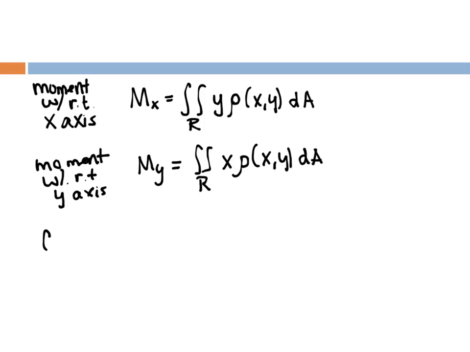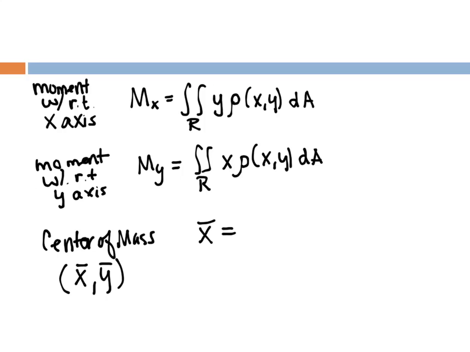And then the way we calculate the center of mass is that it is the point x bar, y bar, where x bar is found by taking M sub y, the moment with respect to y, divided by the mass, and y bar is found by taking M sub x, the moment with respect to the x-axis, over the mass.